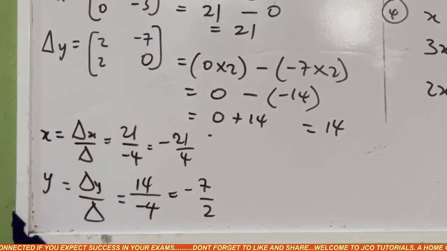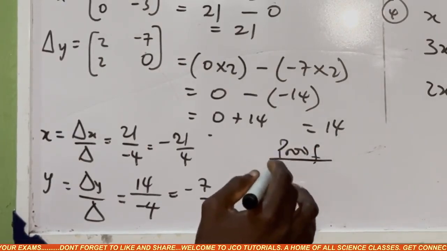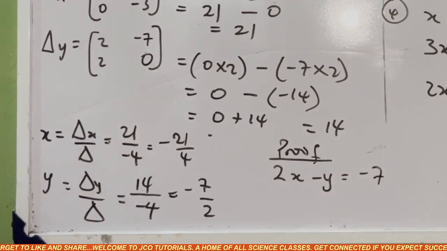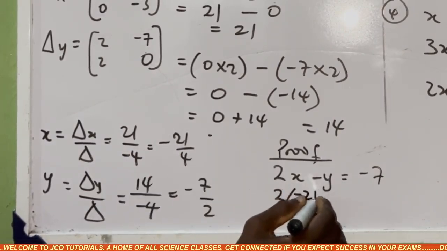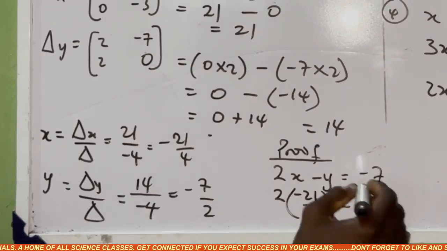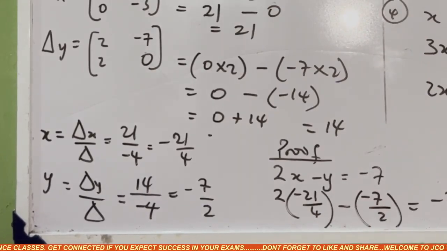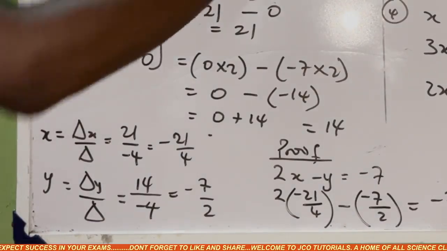And let's check if whatever we got is correct. So I'm going to put the first equation, which is 2x. This is to prove if we are correct. 2x minus y equal to minus 7. Let's put our value for x. 2 times, what's your x? Minus 21 over 4. Then minus your y. What is your y? Minus 7 over 2 gives me minus 7. Okay, let's clean the two parts so we can confirm very well our answer.